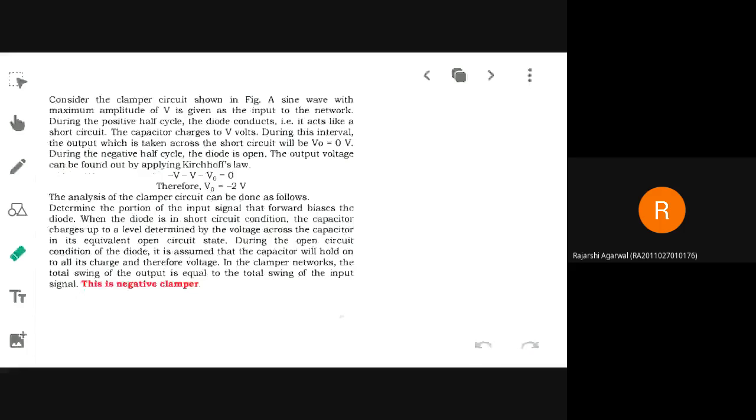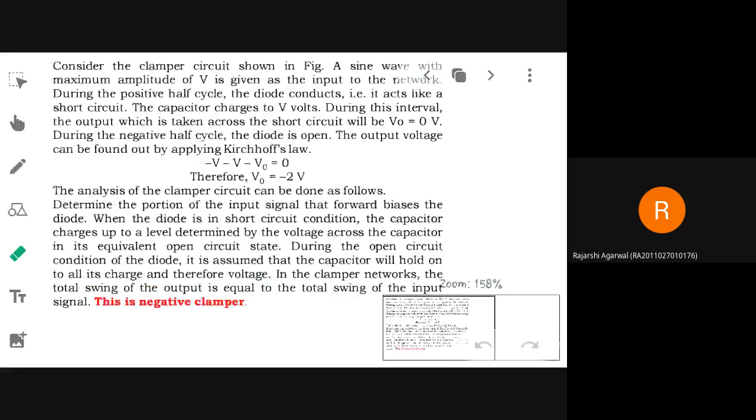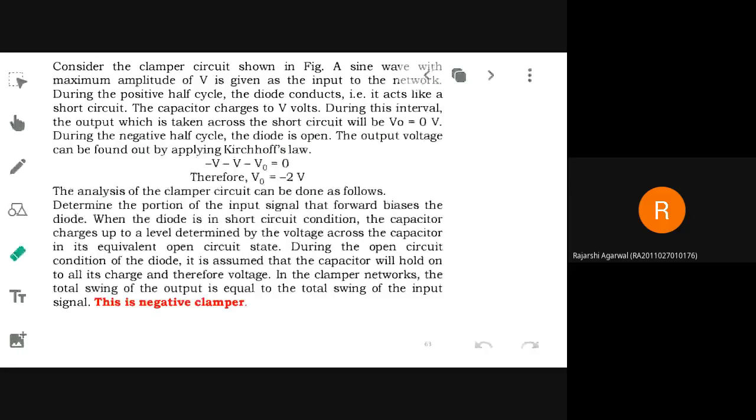Now, that waveform is produced because there are two actions. One is when a V reference is given, one is when AC is given. Both these effects are superimposed, as a result of which you are able to add the DC and AC. And what theory is given here? During the positive half cycle, the diode conducts. It acts like a short circuit. The capacitor charges to Vm volts. During this interval, the output, taken across the short circuit, will be V naught equal to 0 volt.